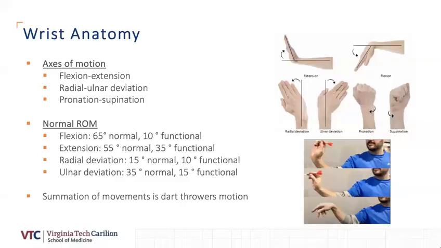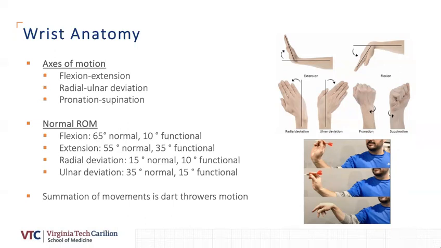So looking at a little bit of anatomy. The wrist motion that is important that the wrist does is flexion, extension, radial ulnar deviation, and pronation and supination. And normal range of motion, flexion, you should have 65 degrees, but you actually only need 10 degrees to be functional. For extension, 55 degrees is normal, but you need 35 degrees to be functional. So again, extension is more important for function than flexion.